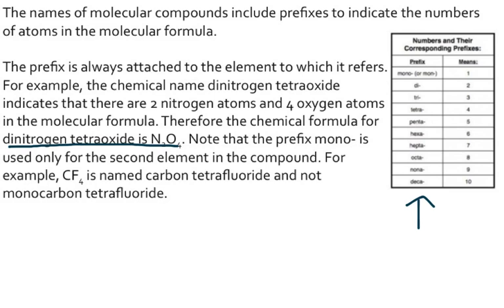If we have CF4, for example, we would not call that monocarbon tetrafluoride. The mono is reserved for the second element alone. So this very easily lets us go back and forth between the name and the chemical formula. One last thing when naming, we always change the ending of the second element to IDE. So that's why we have fluoride and oxide here. That's just the tradition for doing that.